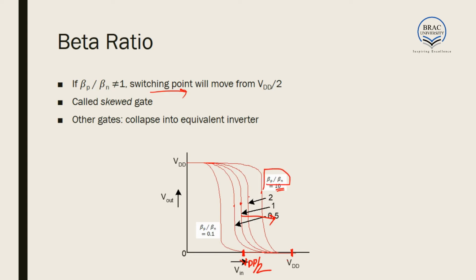Again, when beta P by beta N gradually decreases, we can see that the transition moves towards the left and the sharp transition region, that is the switching point of the MOSFET, moves close to ground. So we can safely say that if the mobility or the width of the PMOS is very high, then we get switching at a voltage very close to VDD. If the mobility or the width of PMOS is very low as compared to NMOS, we get switching close to our ground, or we get switching close to zero voltage. This type of behavior is called skewed gate.